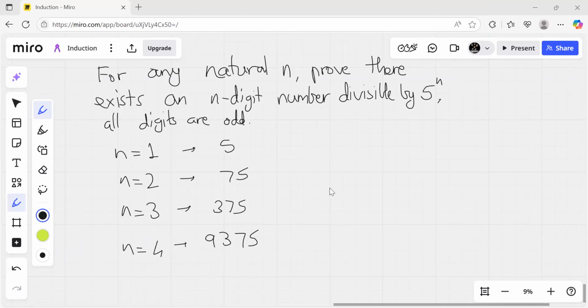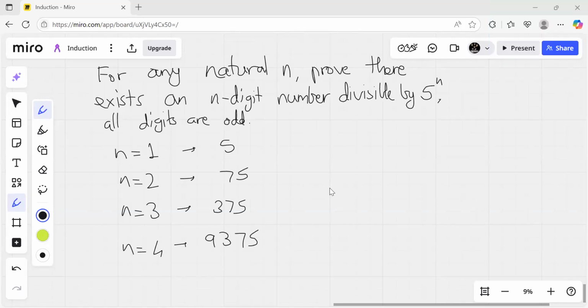Yeah, but 5k plus 1 will divide it. Yeah, but all the digits have to be odd. Oh, okay. So can we multiply by 3? Okay, and I am not sure if that works exactly, but you want to induct on this problem, right? So naturally you would induct on the number of digits.